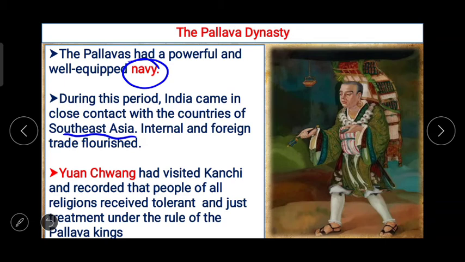Yuan Shang had visited Kanchi, this one, and recorded that people of all religions received tolerant and just treatment under the rule of the Pallava kings. This one is a very famous name in history. Whenever we talk about the literature of that particular period, Yuan Shang is a very important name because he was a traveler. Going from one place to another and keeping records there, writing books on it, this work was done by Yuan Shang. He also collected books there, which are used even today as a source of history. So Yuan Shang has written that all religions received tolerant and just treatment under the rule of the Pallava kings.